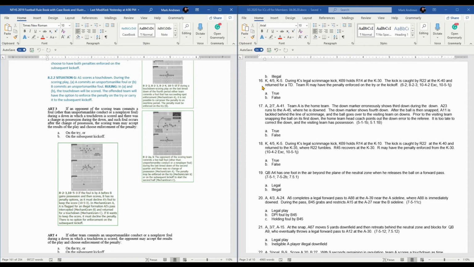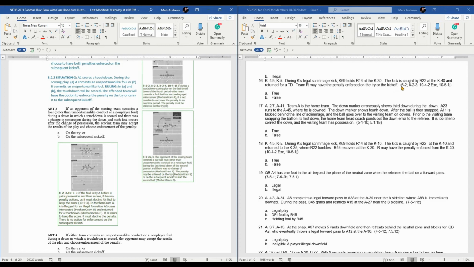Okay, question number 16. K 4th and 5 at the K5. During K's legal scrimmage kick, K69 holds R14 at the K30. So we've got a kicking team member holding a receiving team member at the K30. The kick is caught by R22 at the K40 and returned for a touchdown. Team R may have the penalty enforced on the try or the kickoff.